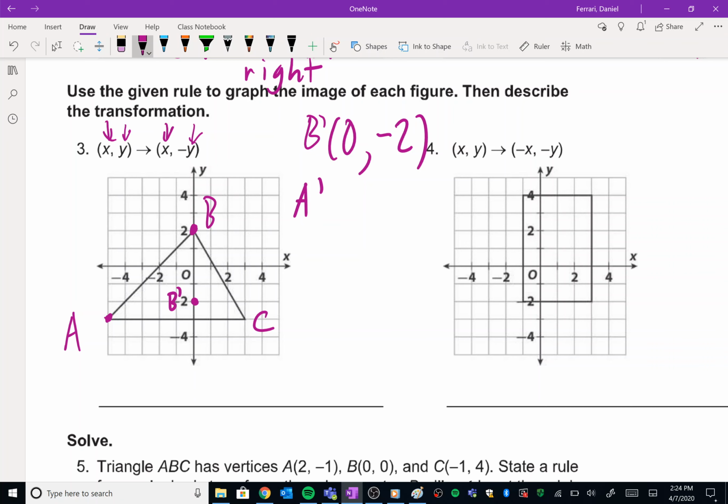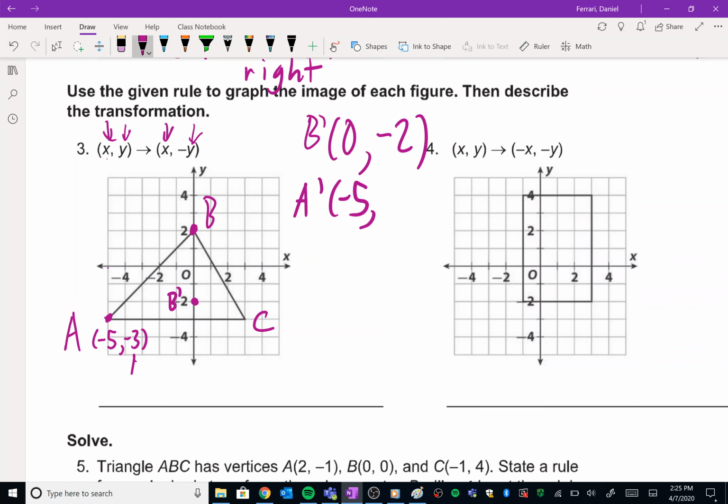The first thing we want to do before we can do A prime is we need to get the actual coordinates. So A is going to be negative 5, because I go left 5 and down 3. So negative 5, negative 3. Again, follow our rules. The x coordinate stays the same, and the y coordinate becomes its opposite.